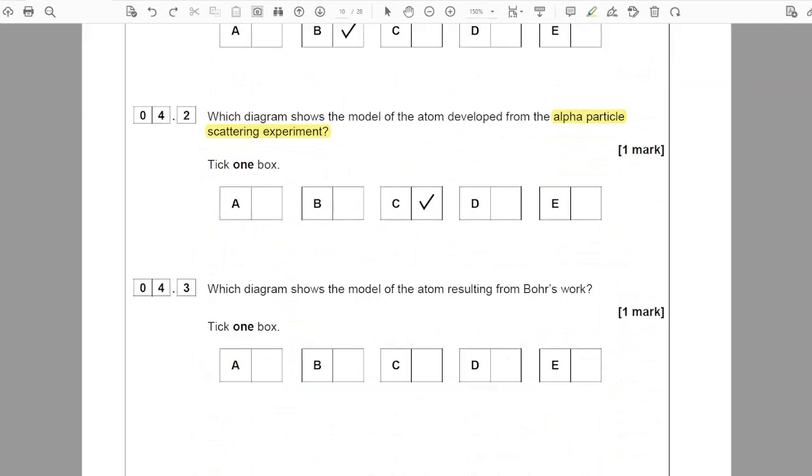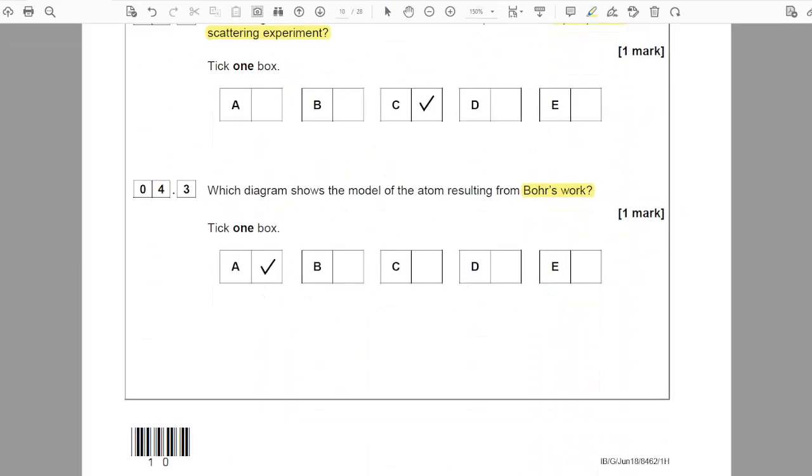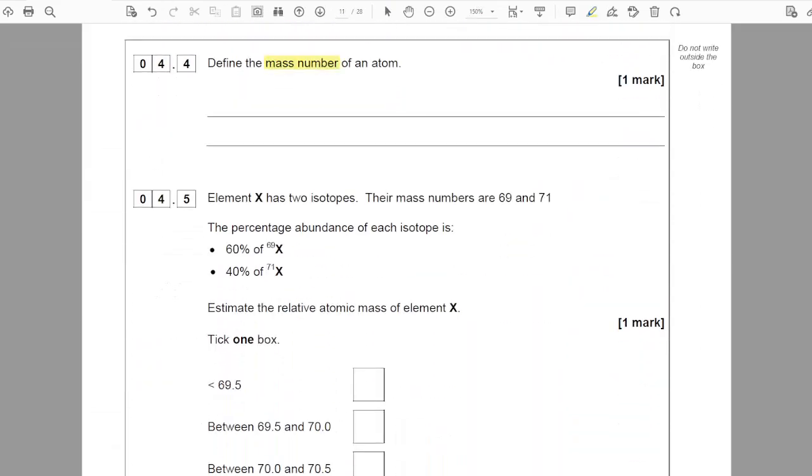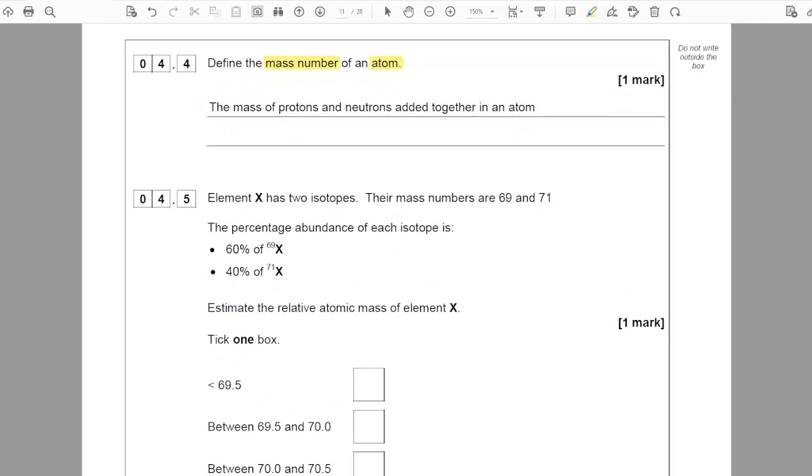4.3. Which diagram shows the model of the atom resulting from Bohr's work? His work actually told us that electrons are separated in shells from the nucleus, and the only option showing us this is A. C does not show us this because it's not showing distance in proportion to the nucleus. Define the mass number of an atom. This is simply the mass of the protons added on with the mass of the neutrons, and that's how you get the relative mass number for the atom.